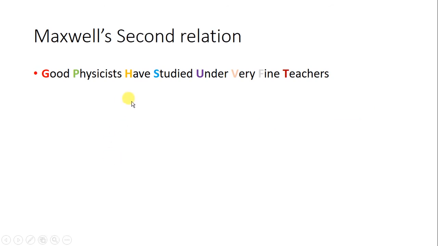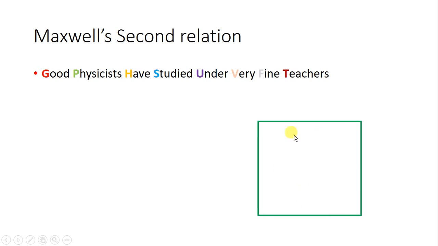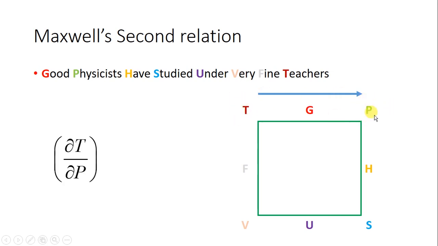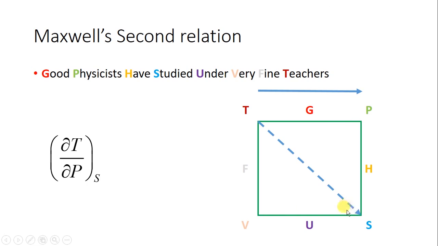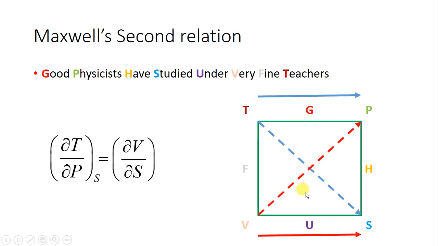Second Maxwell relation, again we have drawn a square. Good physicists have studied under very fine teachers. For the second relation, draw an arrow towards right. So what you can write now? ∂T/∂P. Now draw an arrow diagonally from T. So ∂T/∂P when entropy is constant. Draw an arrow on the bottom side. You can write ∂V/∂S when pressure is held constant.